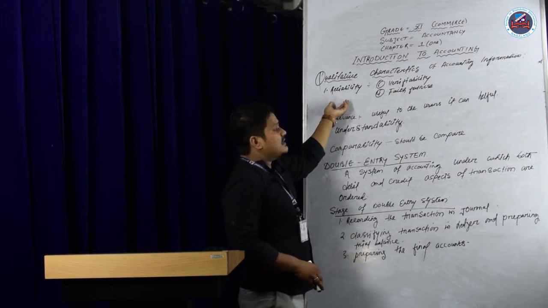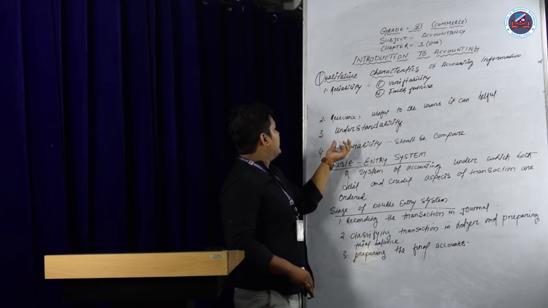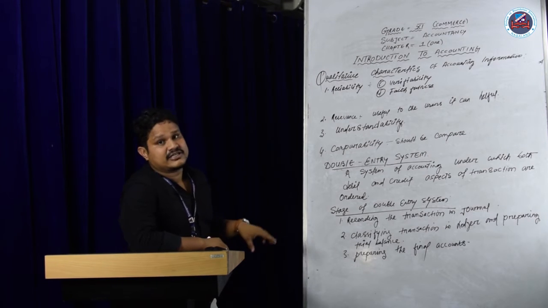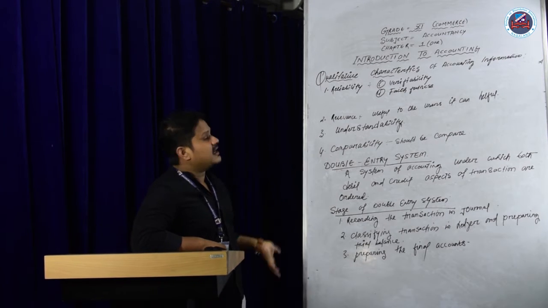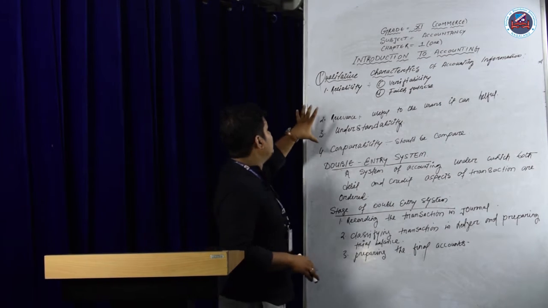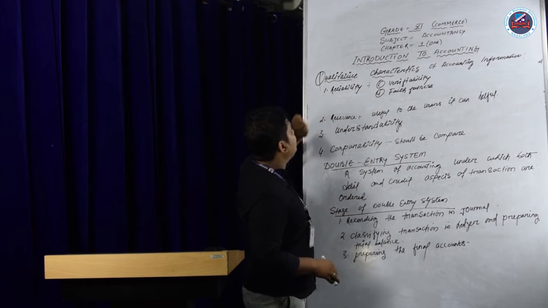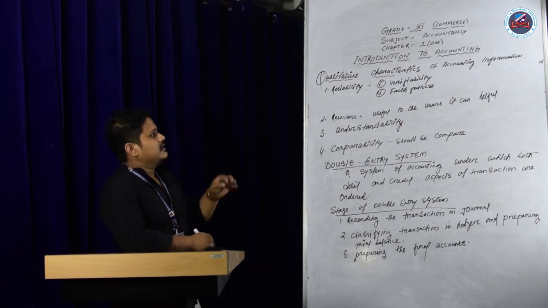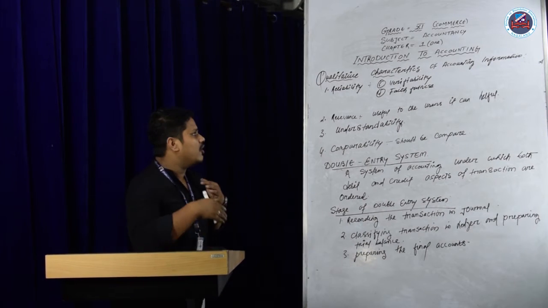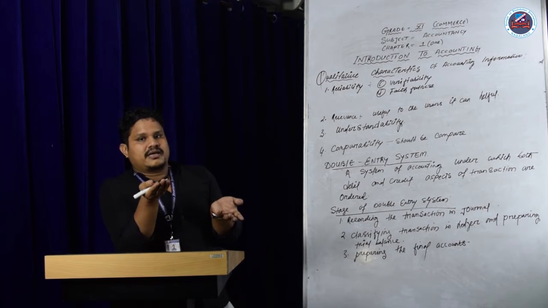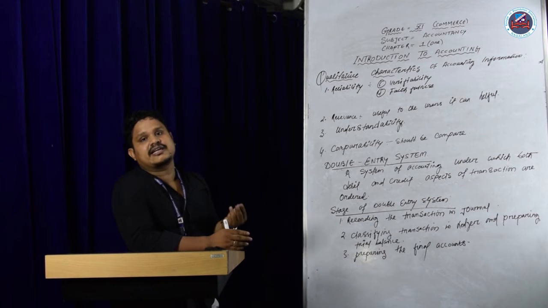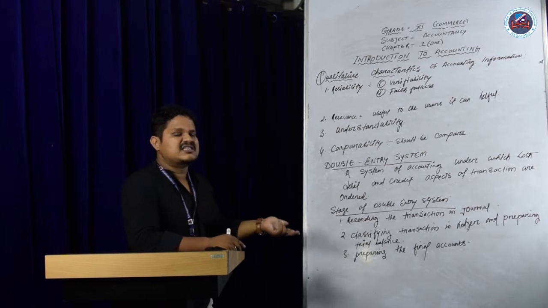One is reliability, relevance, understanding and comparability. These four characteristics should be there after preparing the accounts. After preparing, the accountant should see whether there is reliability, there should be faithfulness in the account which is prepared by your accountant or by the owner. Because accounting is prepared for the users only. And you know that there are two types of users, external users and internal users.